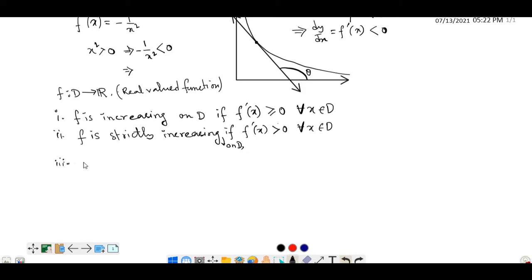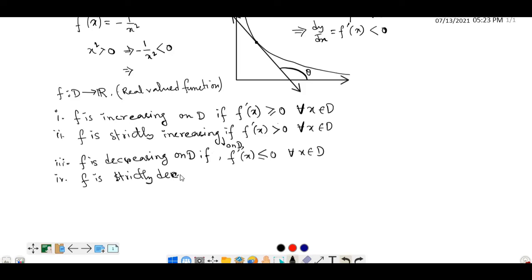In the same way, number three, f is decreasing on D if f dash x is less than or equal to 0 for all x belongs to D. And number four, f is strictly decreasing on D if f dash x is strictly less than 0 for all x belongs to D.